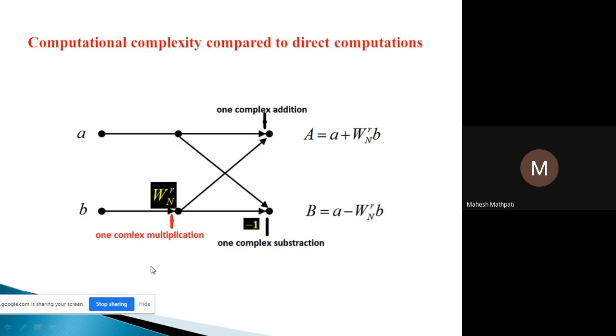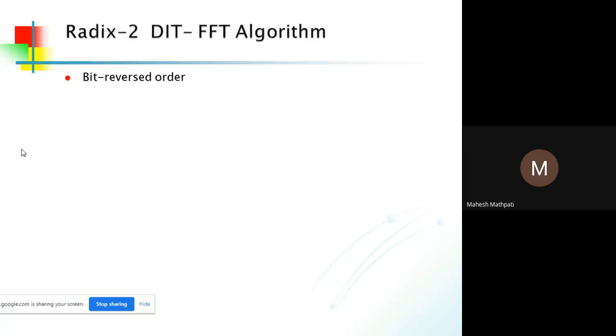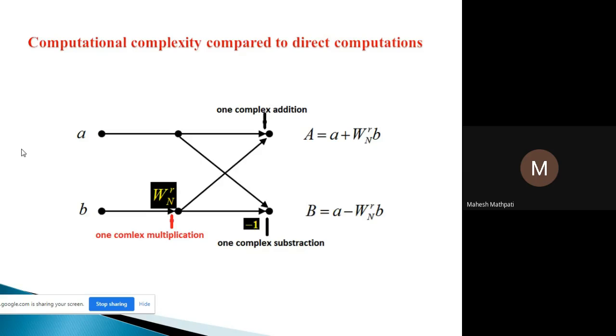Now just write one line. From the figure, we can say that the butterfly operation requires two complex additions, meaning this first one and this one, and one complex multiplication.